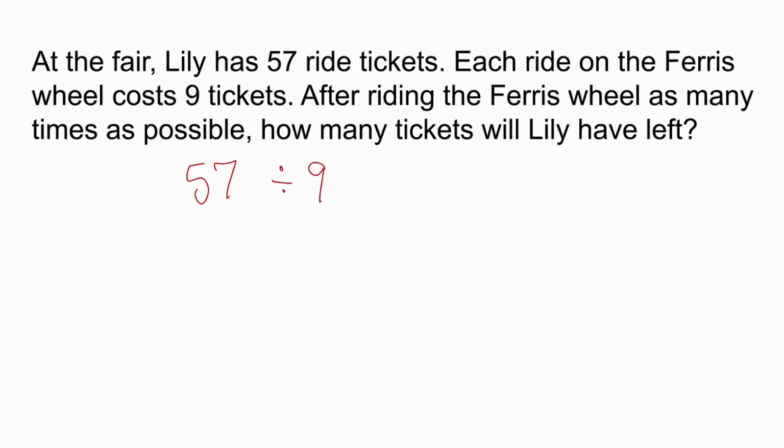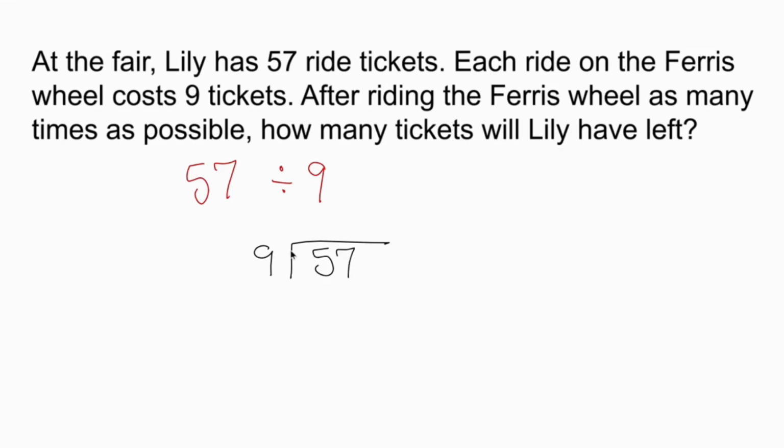So let's set up our division problem. Okay, we're going to write out the regular old long division symbol. Looks like this. And you always put the bigger number inside the house, the smaller number on the outside. Now we're going to find out how many times 9 goes into 57.